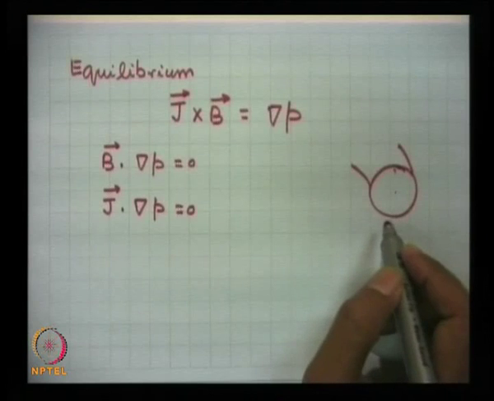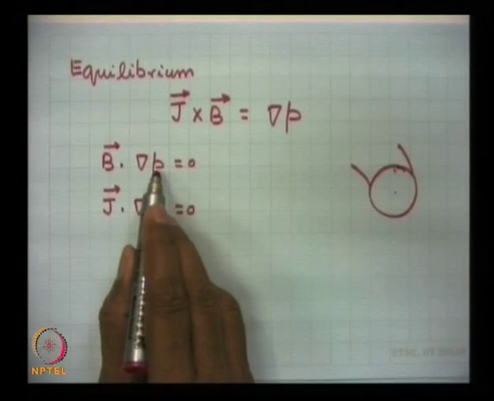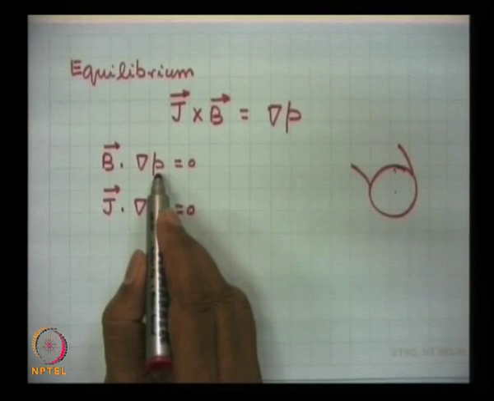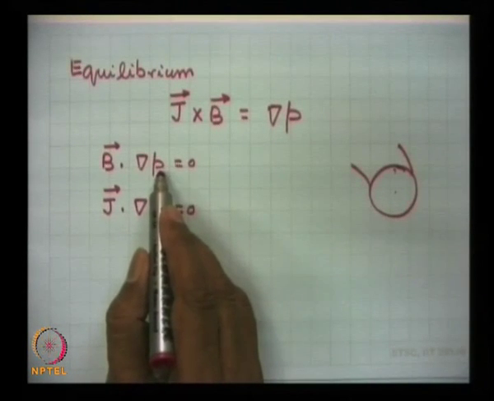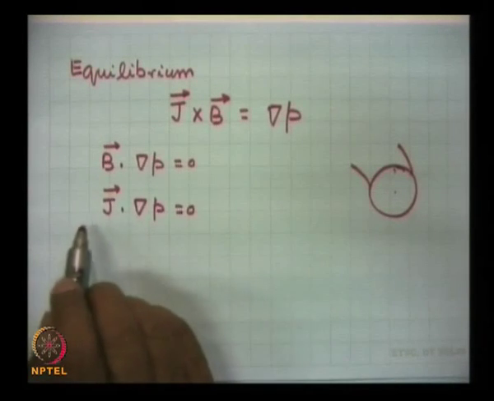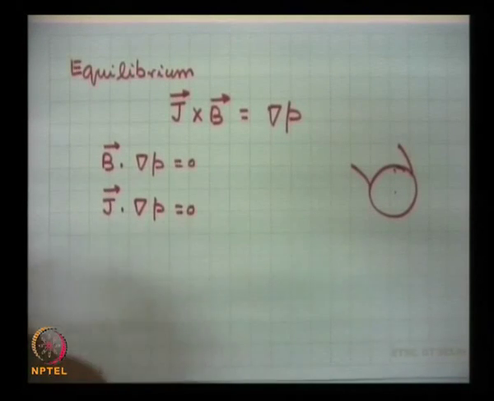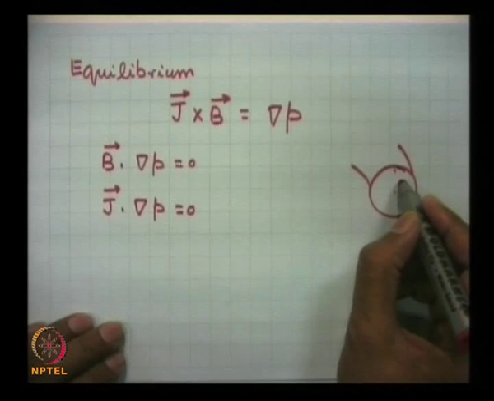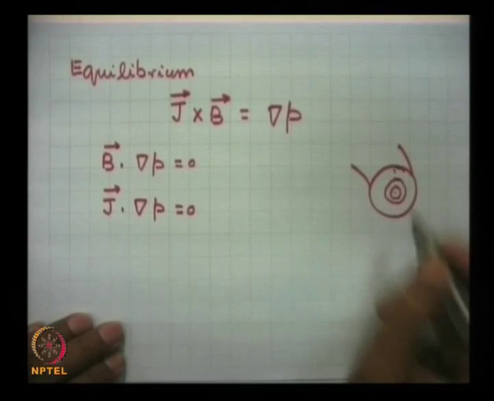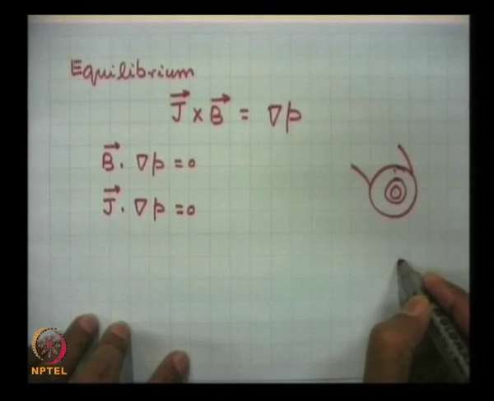So, what I am saying here is that B field must lie on a surface of constant pressure. Grad P means this is a vector quantity perpendicular to the surface of constant pressure. So B field must lie on the surface of constant pressure. And similarly, this says that J must lie on the surface of constant pressure. So a surface of constant pressure, whatever shape it may have, may have a circular shape like this. These are the surfaces of constant pressure. Or it may have a shape like this. It may have a shape like this.